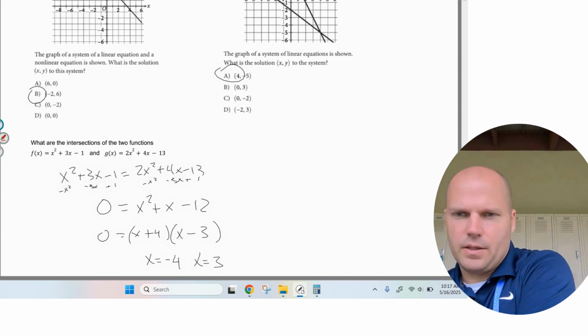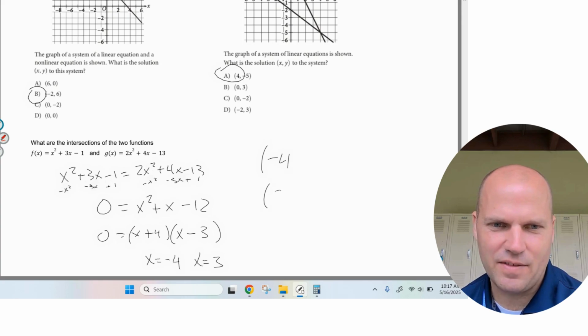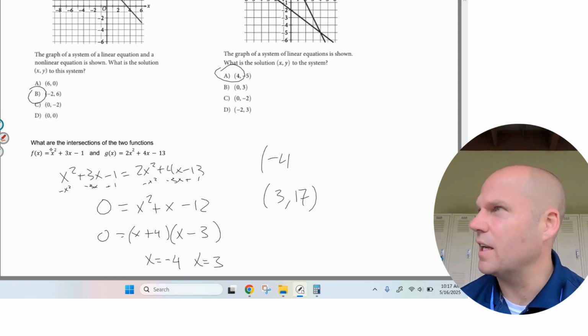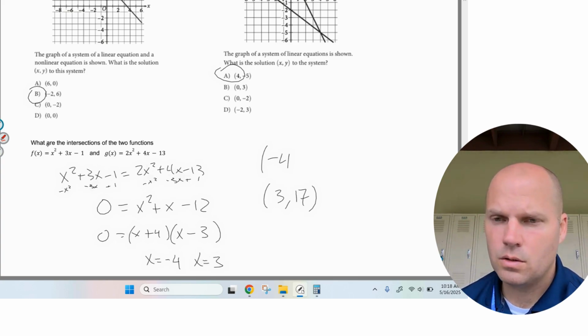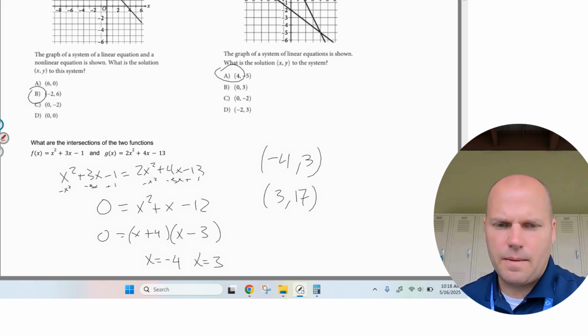Oh, hold on. We probably get the y values. Whatever. Plug in the x's to get the y values. I don't have that kind of time. 18, 17, that's no big deal. 16 plus negative 12 is 4. 3. Boom.